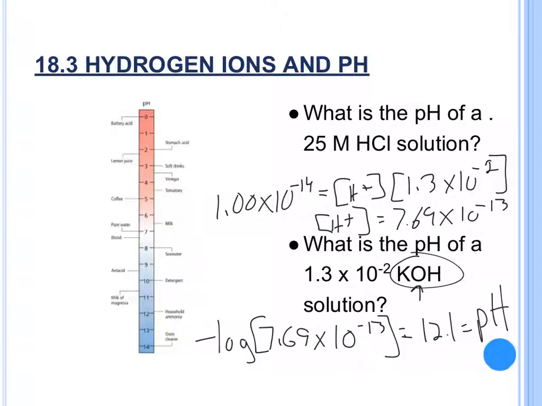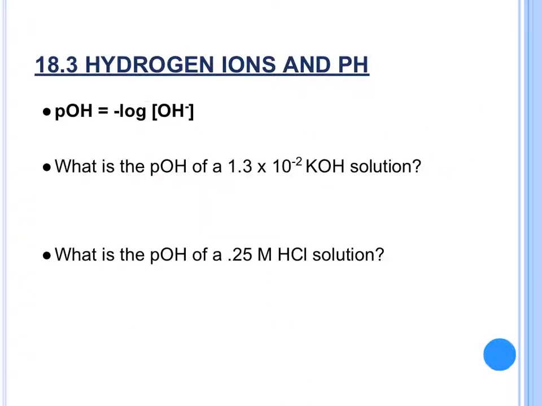And I just want to make a quick note to remember these two numbers. We had 0.6 as the pH of this solution, which was 0.25 molar HCl, and we have 12.1 as the pH for a 1.2 or 1.3 times 10 to the negative second KOH solution. So 12.1 and 0.6 are a couple numbers to keep in mind as we move forward.